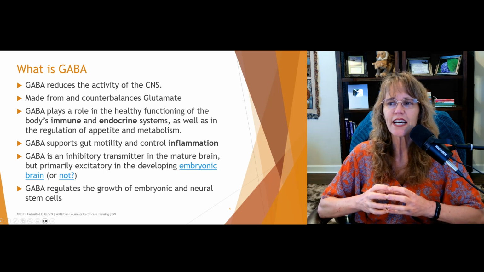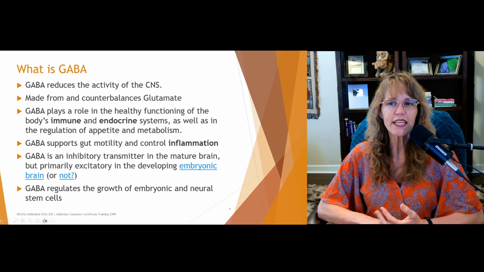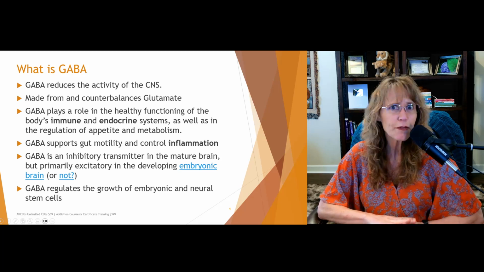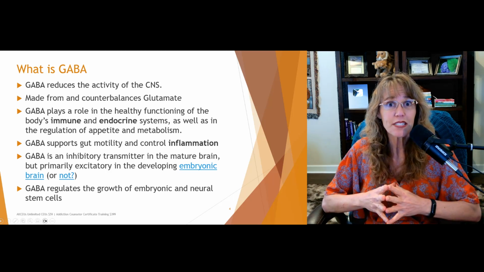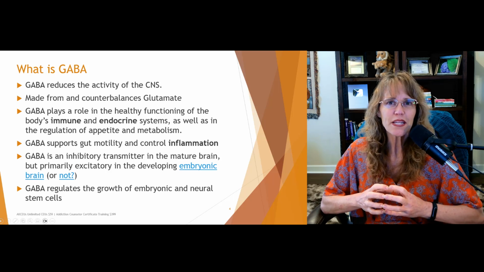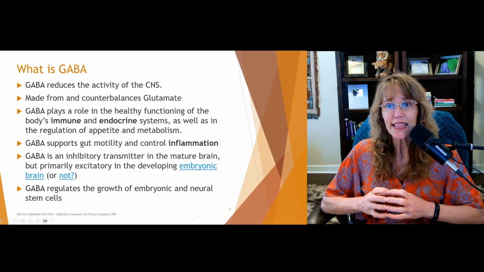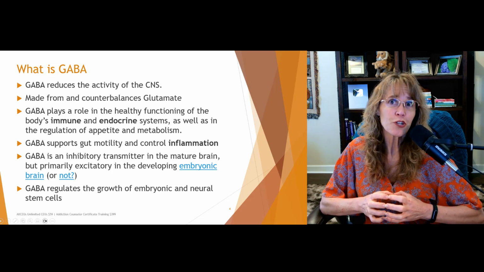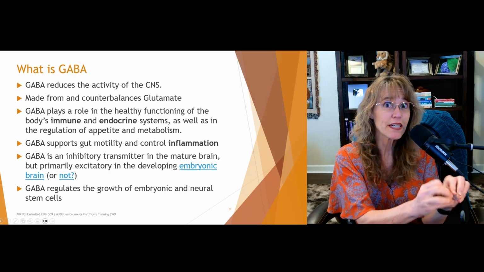GABA plays a role in the healthy functioning of the body's immune and endocrine systems, as well as the regulation of appetite and metabolism and inflammation and gut motility. GABA has its little grimy mitts, just like serotonin does, in just about everything. So if somebody's having autoimmune issues, we need to recognize that GABA could be implicated, or it could be another neurotransmitter, but because that neurotransmitter is out of whack, GABA is also out of whack.